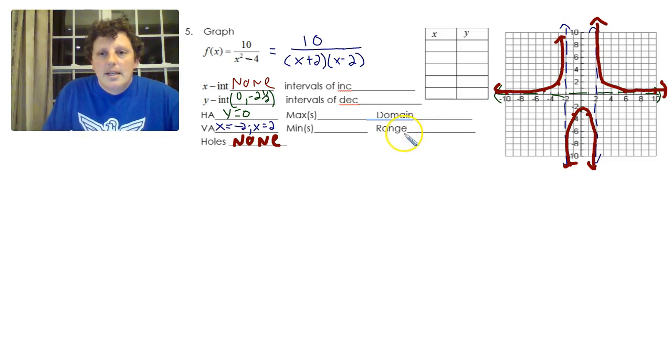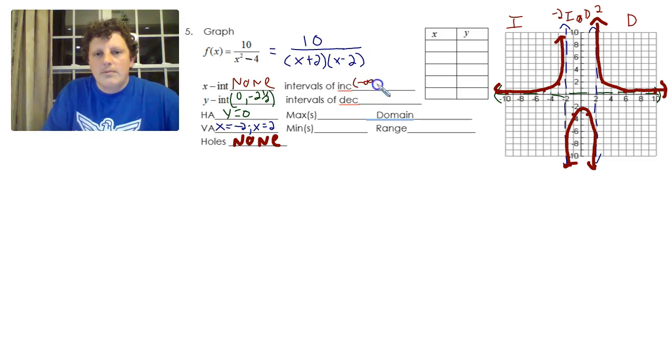Example 5. Let's see, intervals of increase. So we're increasing to the asymptote of -2, increasing to 0, decreasing to the asymptote of +2, and then decreasing again. All right, so let's get this down.